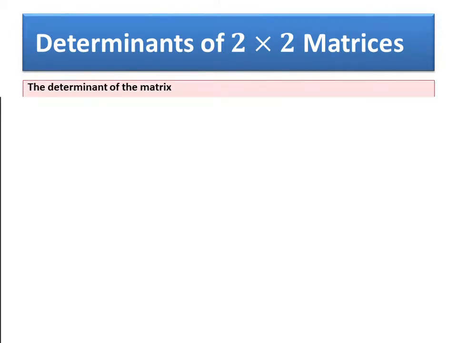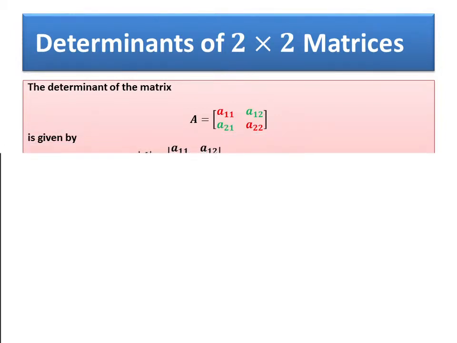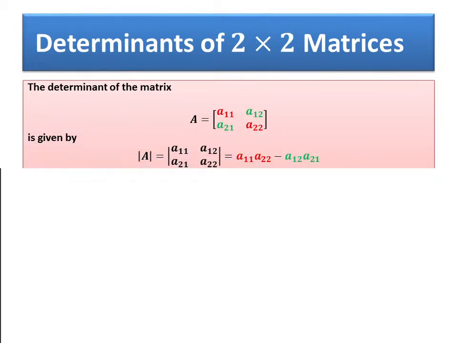Find the determinant of the matrix A, which is in front of us, having the elements A11, A12, A21, A22. In this matrix, I wrote the diagonal elements having their slope downwards to the right in red and the other diagonal elements in green. In order to expand the determinant of A, I multiply the red elements and then I subtract from this product the product of the green elements. So I have A11 A22 minus A12 times A21.